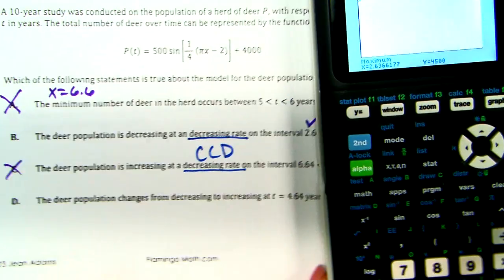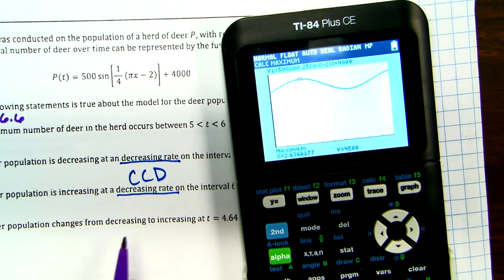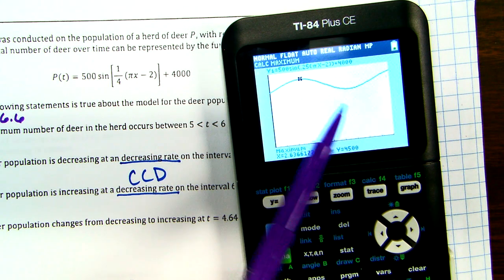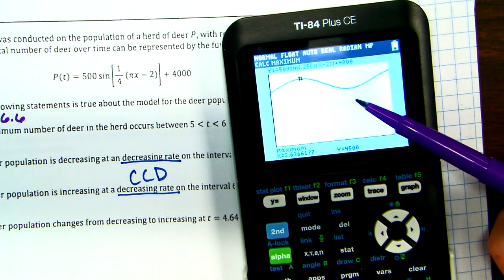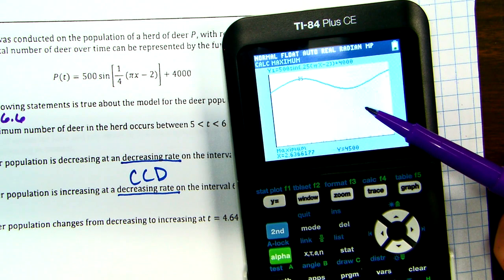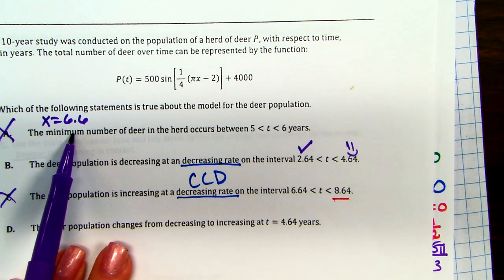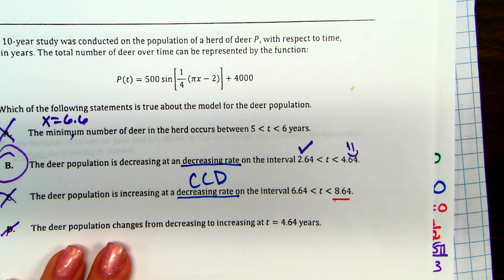Okay? And then the last one, where we change from decreasing to increasing, where we go from going down to going up. That's a minimum. That's right here. We already know that. We just answered that in part A. It's not happening at 4.64. It's happening at 6.6. So there's my best answer. Okay?